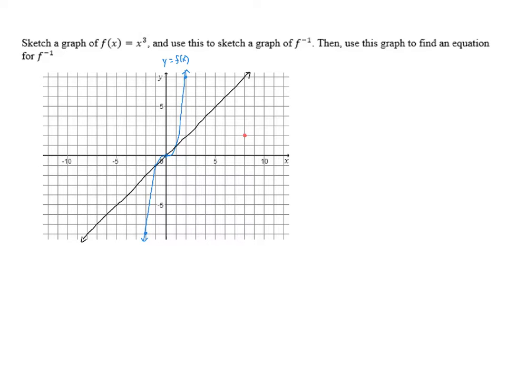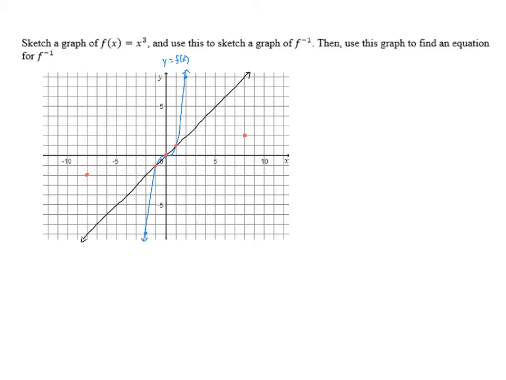You can do this by either physically looking at the graph and trying to reflect the points, or by remembering that we can switch the x and y coordinates. So if we start with (2, 8), that gets sent to (8, 2). The point (1, 1) stays exactly where it is because when we switch the x and y coordinates, we still have (1, 1). The same is true with (0, 0) and (negative 1, negative 1). However, (negative 2, negative 8), when we reflect, becomes (negative 8, negative 2), which is right there.